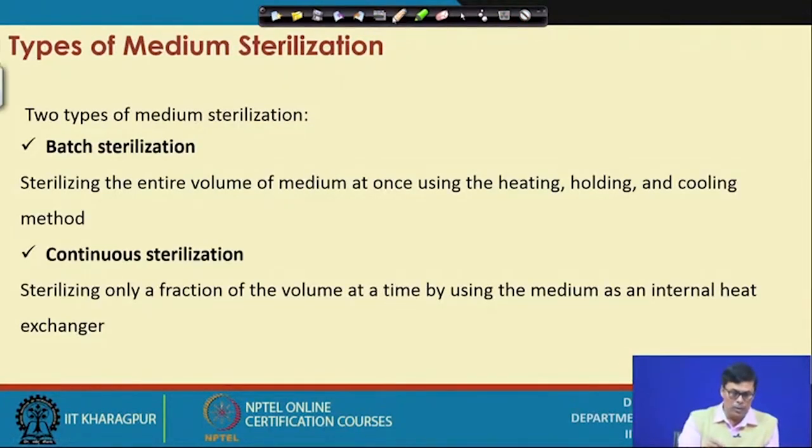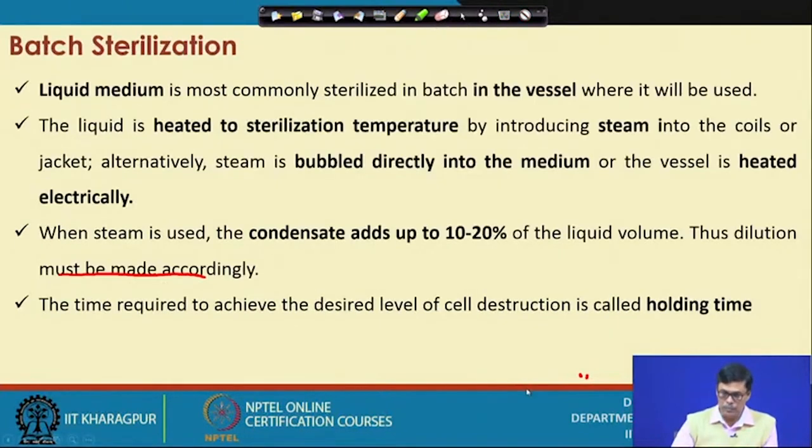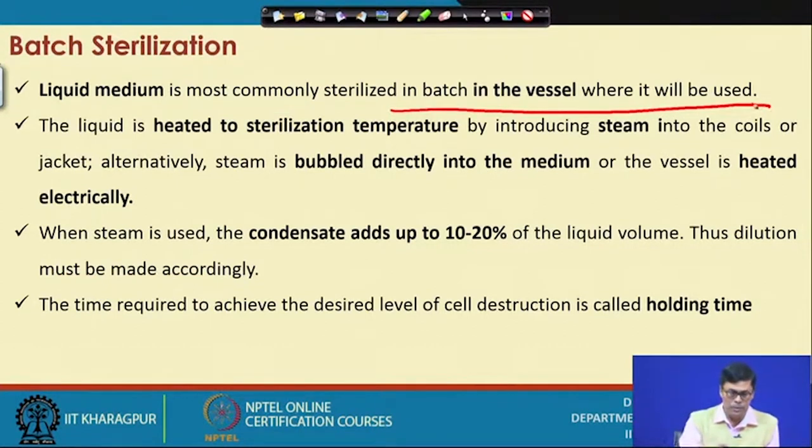So, what we use? We use the continuous sterilization. Now, batch sterilization, I shall discuss a little bit in detail. In the batch sterilization, the liquid media is most commonly sterilized in the batch vessel where it will be used, and the heat is the sterilization temperature.